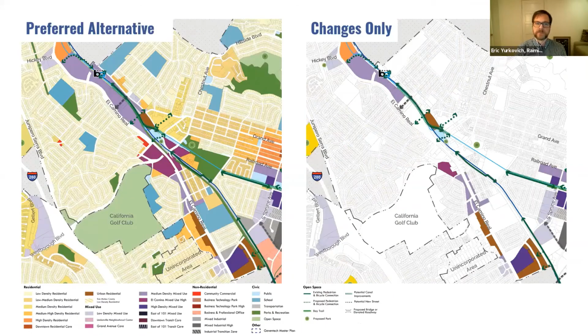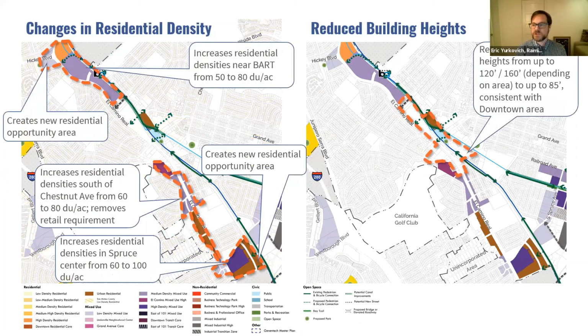And so this map shows that preferred land use map on the left-hand side, and some of those changes on the right-hand side. Now, this one is a little bit more complicated than other areas, as I mentioned, because there's a number of plans that are already in place for this area. So you're going to have to go into a little bit more detail about what's happening here on the corridor.